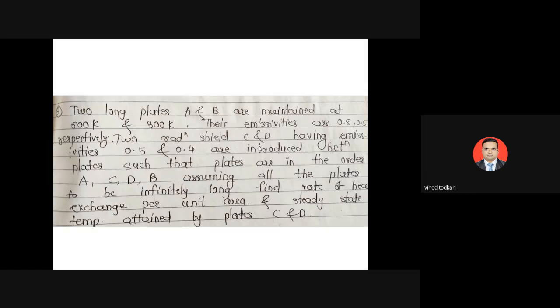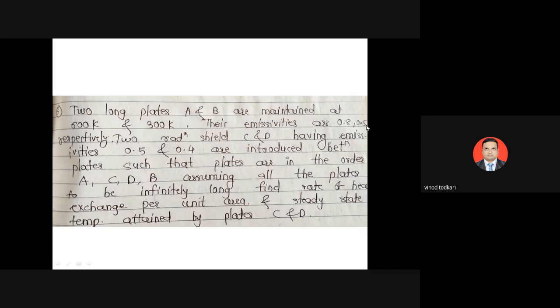Now in this numerical, what is the difference? This is also a numerical of two parallel infinite plates, right? In between the two plates, a radiation shield is introduced. Only, what is the difference? In the previous case, there was only one radiation shield. In this case, there are two radiation shields. Now see, in this case, two long plates A and B are maintained at temperatures 600 Kelvin and 300 Kelvin.